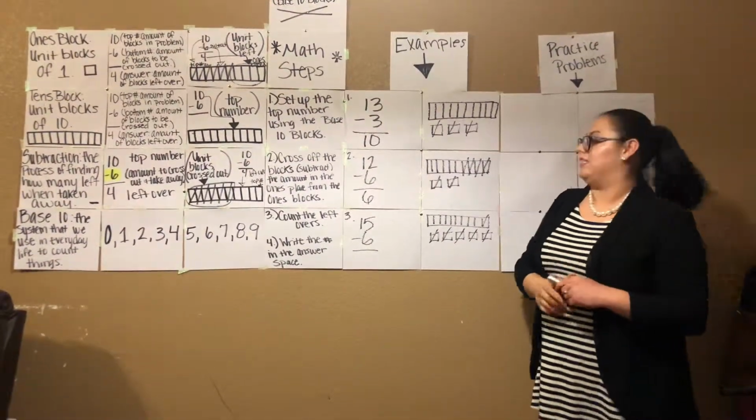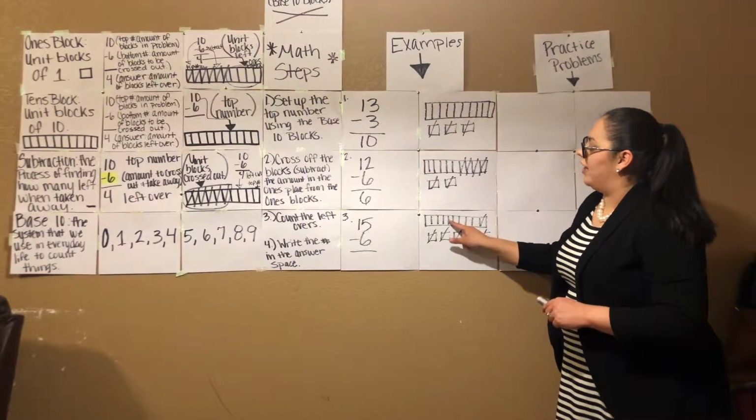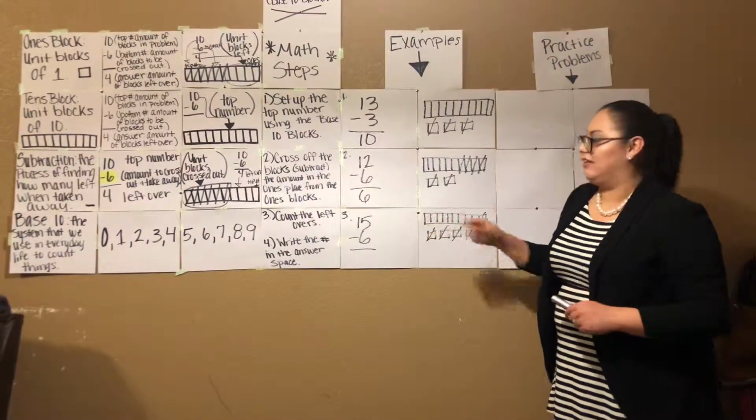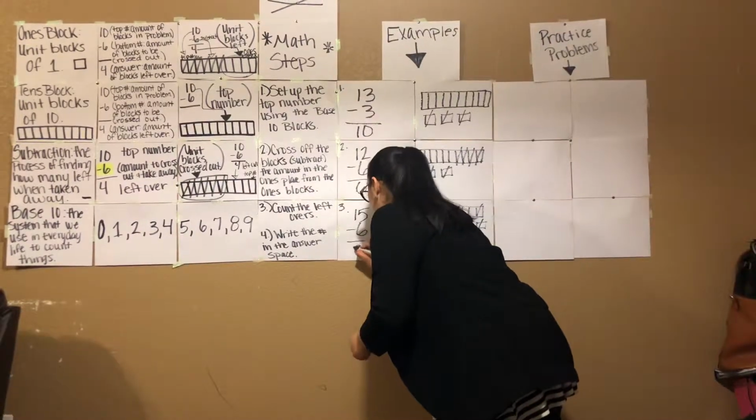Our third step. Count the leftovers. 1, 2, 3, 4, 5, 6, 7, 8, 9. Write the answer in the answer space. That is our last step.